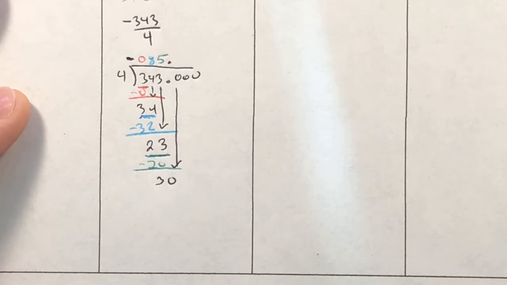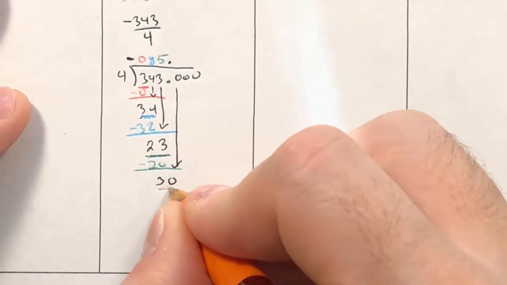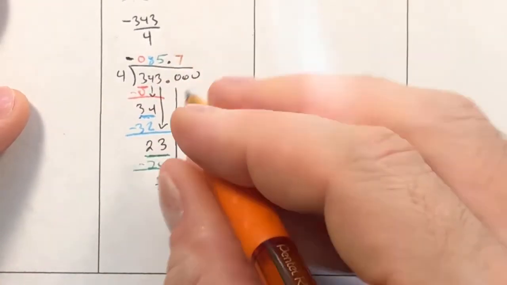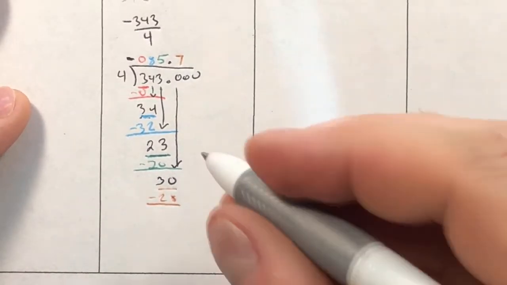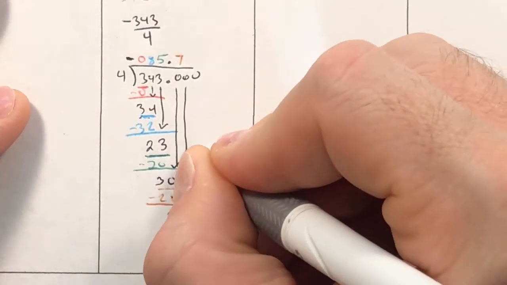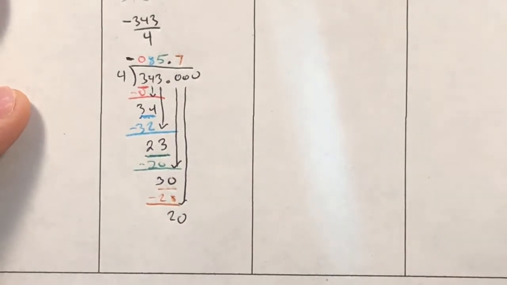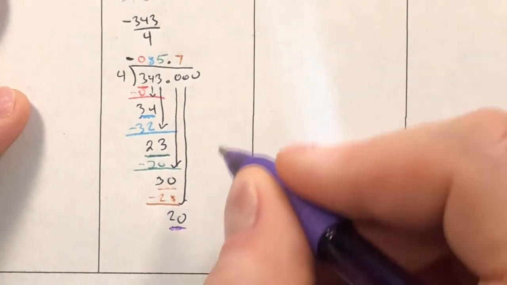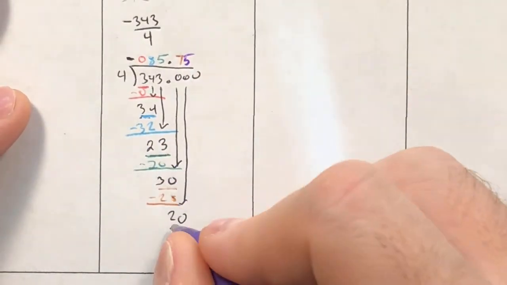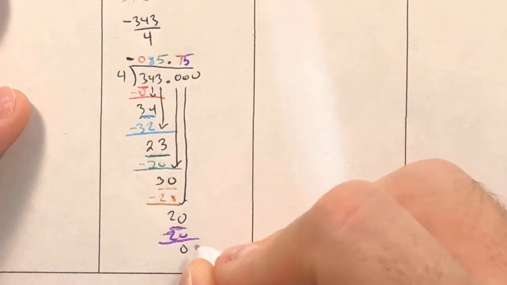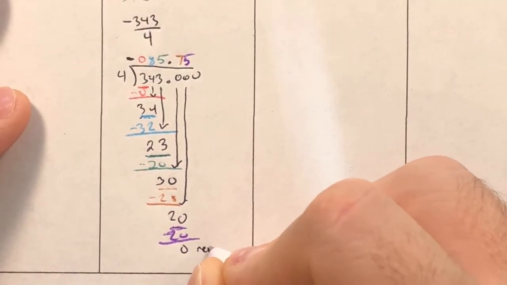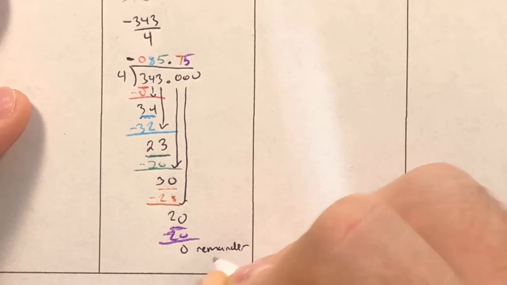Let's see, 4 fits into 30. We did orange next. A total of 7 times. Subtract that. We get 2. Bring down another 0. And then we did purple. 4 fits into 20 exactly 5 times. And because I have a 0 remainder right here, this terminates.